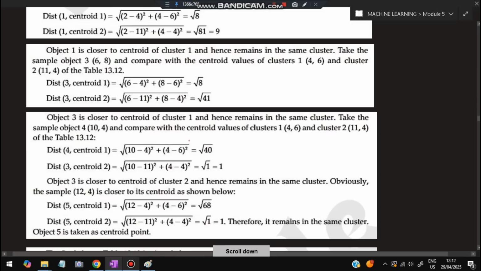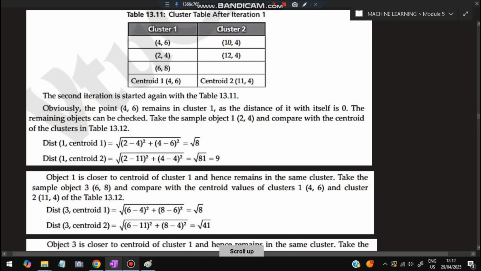Again we'll do the same thing for this object, 10 and 4 with this value, and 12 and 4 with this value, and with this value and this value. We have to do 4 calculations, and we have to see if 10, 4 is closer to this or this, and whether 12, 4 is closer to this or this.